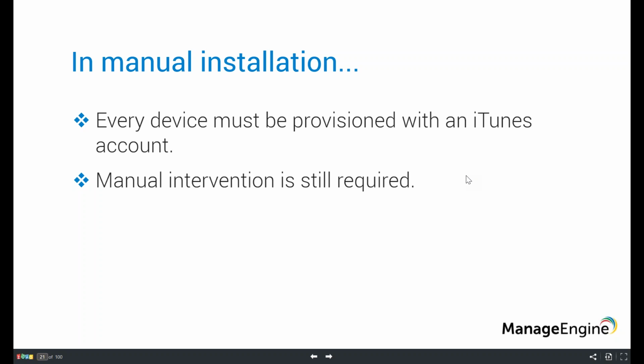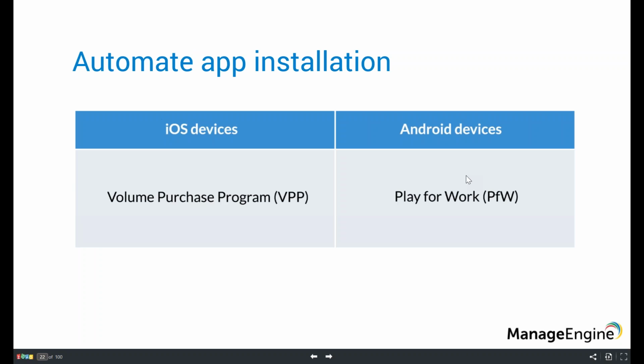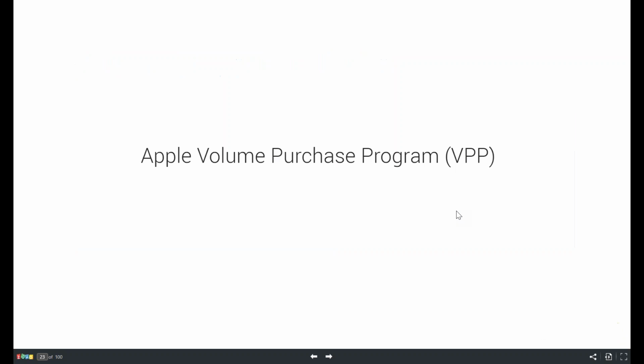Which brings us to this question as to whether MDM allows automating app installation. The answer is yes. MDM does allow you to automate app installation. In case of iOS devices, you can automate using Volume Purchase Program or VPP. VPP is a program provisioned by Apple for bulk purchase of business apps. In case of Android devices, you can use Play for Work. Play for Work is a program similar to VPP provisioned by Google for Android devices. We'll be looking at each of them in detail.